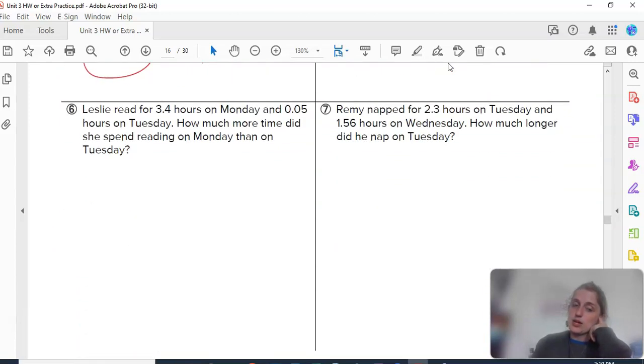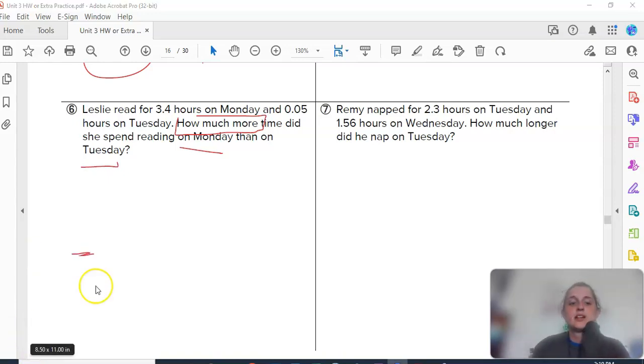Leslie read for 3 4/10 of an hour on Monday and 5/100 of an hour on Tuesday. How much more time did she spend reading on Monday than Tuesday? We are comparing Monday versus Tuesday. Again, we are subtracting here. So you're going to subtract these two, make sure that you change them so they're both in the same place value to get your answer. And your units there would be hours.